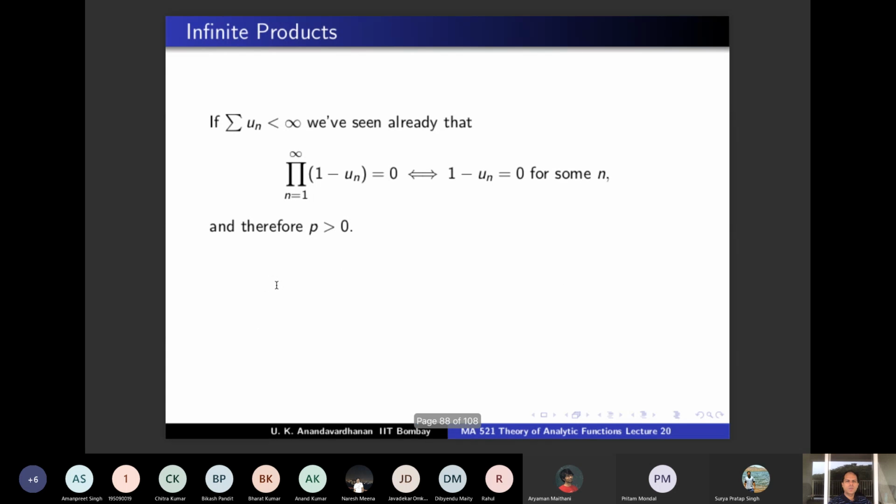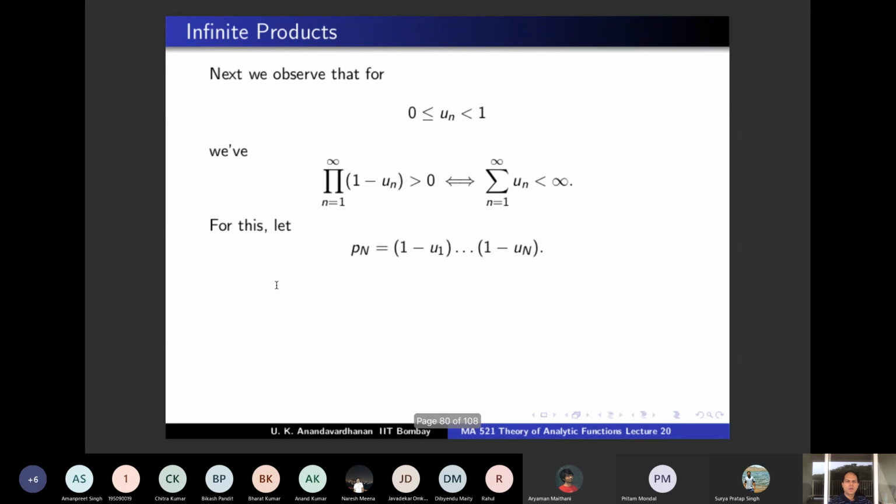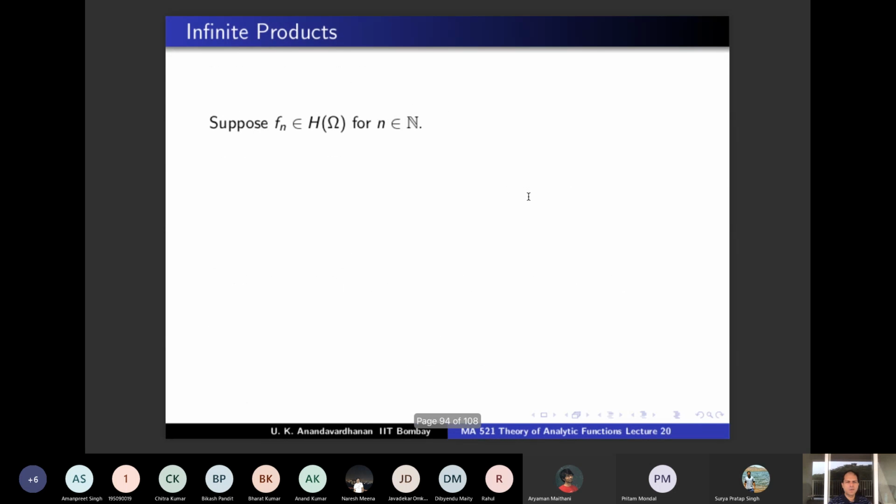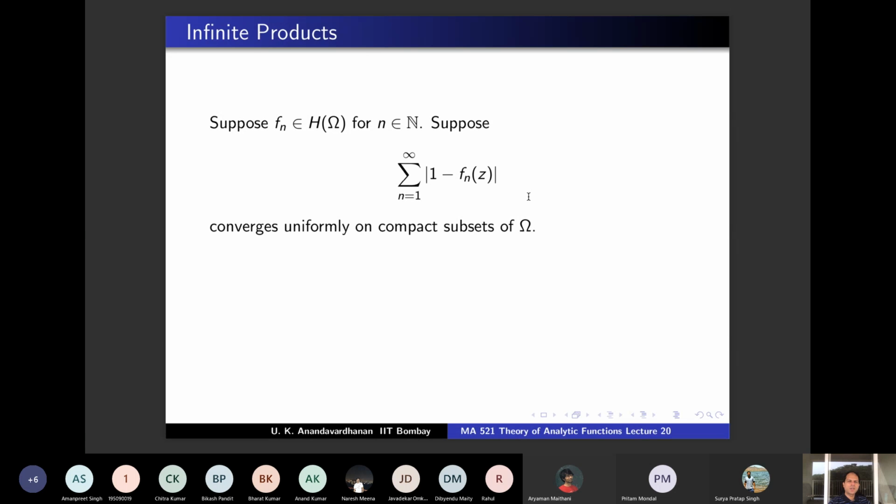So that's a small observation that this is positive if and only if the summation of Un is finite. And here is a small complex analysis result. This is what we will use to analyze holomorphic functions. Suppose fn's are holomorphic functions on some open set omega, need not be connected. And suppose summation n going from 1 to infinity of modulus of 1 minus fn(z) converges uniformly on compact subsets of omega.